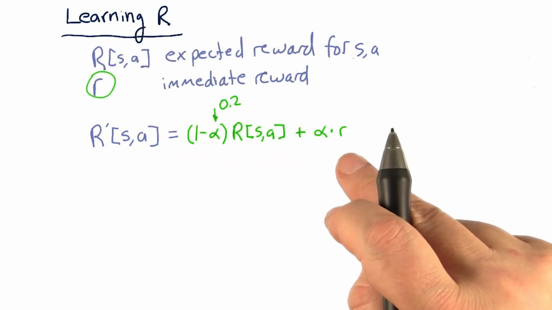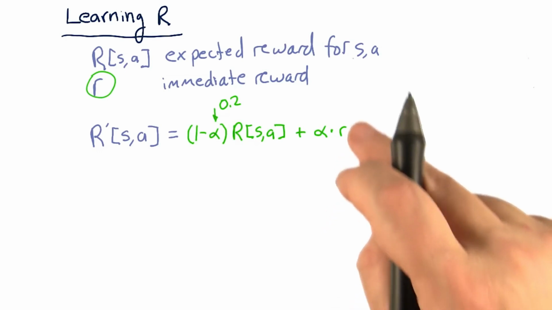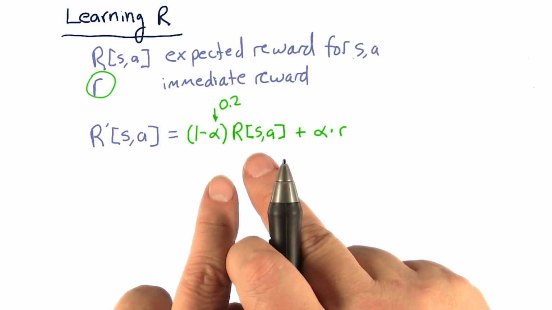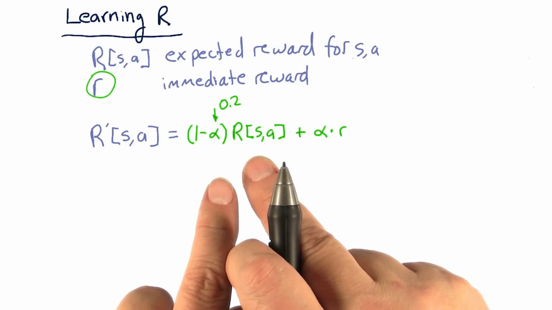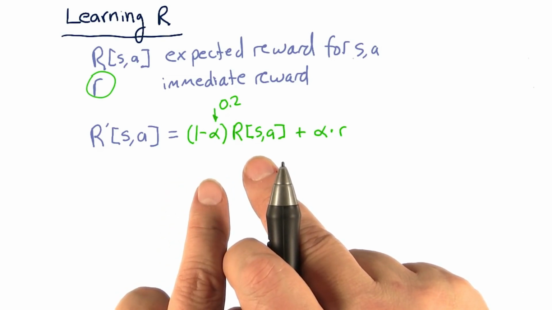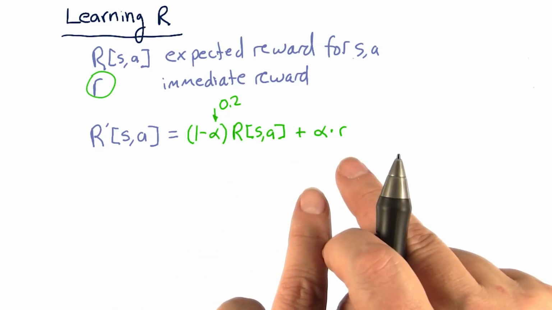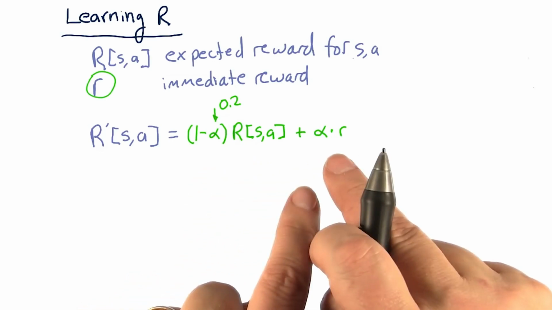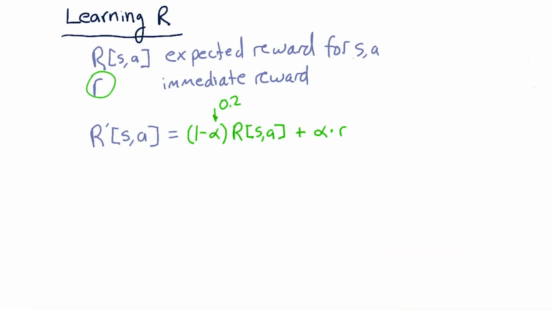So it's alpha times little r, which is our immediate reward, or our new best estimate of what the value should be, plus what the value was before times 1 minus alpha. So we're weighting, presumably, our old value more than our new value, so we converge more slowly. But that's it. That's a simple way to build a model of R from observations of interactions with the real world.